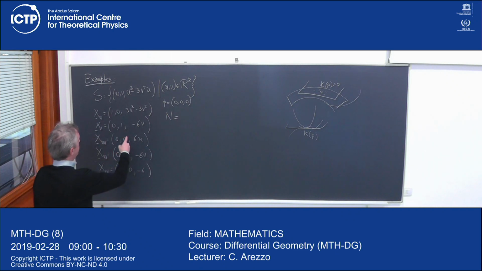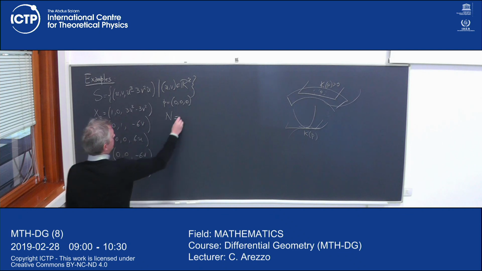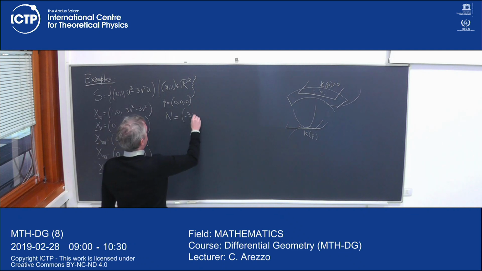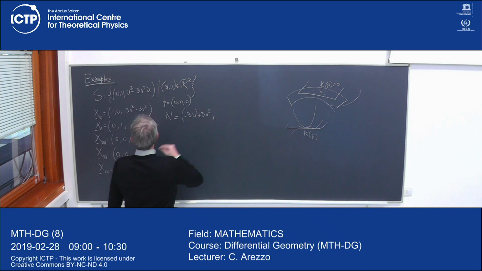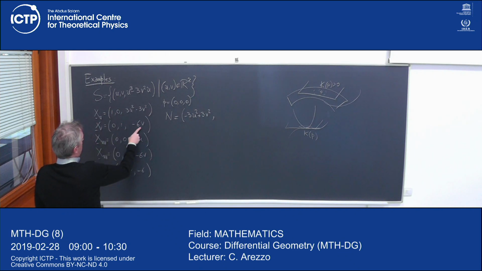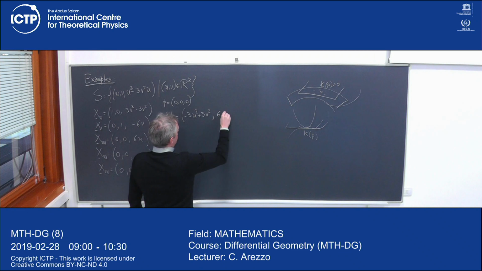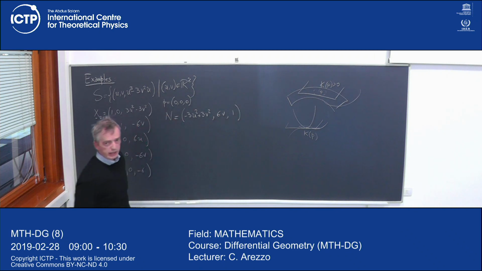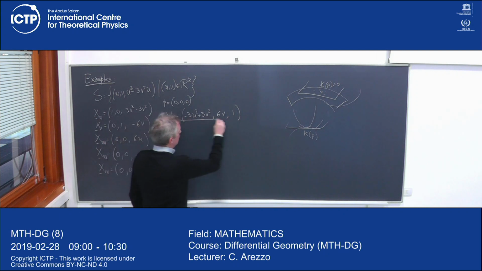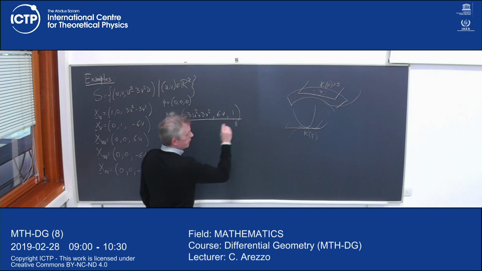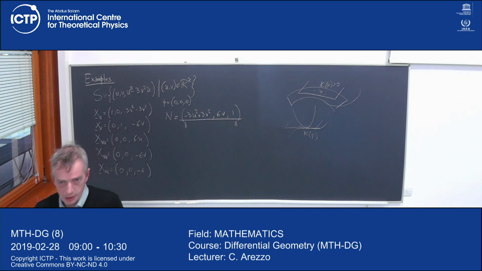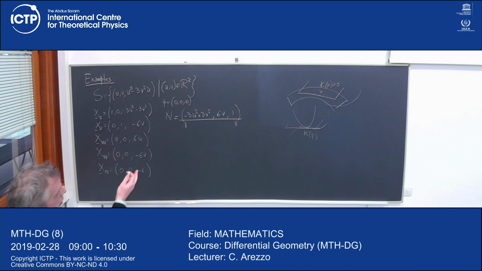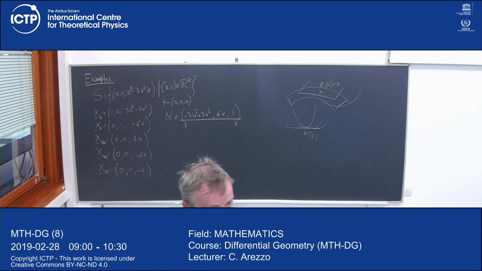The normal vector, I get it from here. It's (minus 3u squared plus 3v squared, plus 6v, plus 1), divided by its norm. So this has to be normalized, and I don't even write the output. Divided by its norm. It will be a function, the square root of 1 plus 36v squared plus this mess squared.